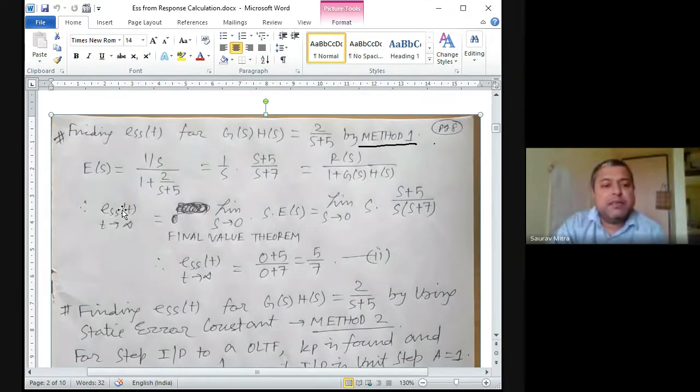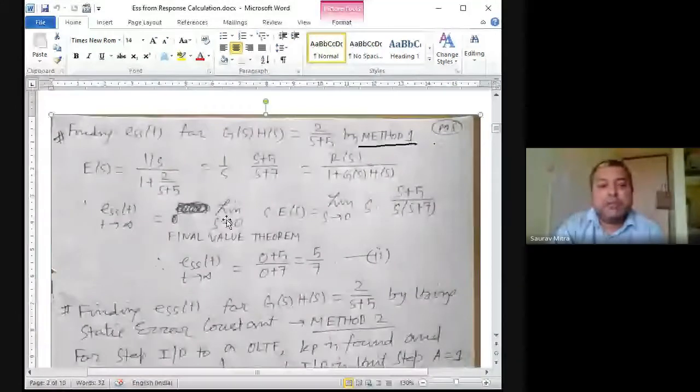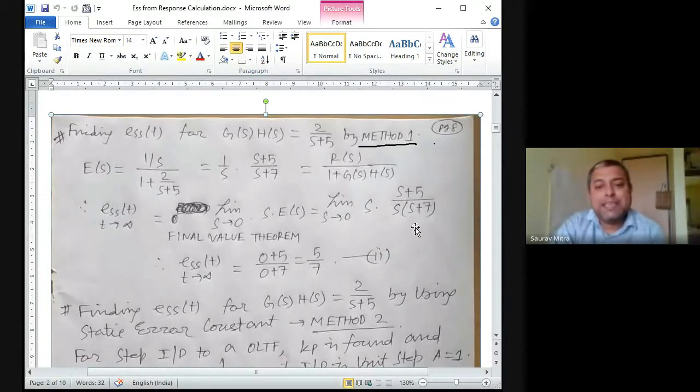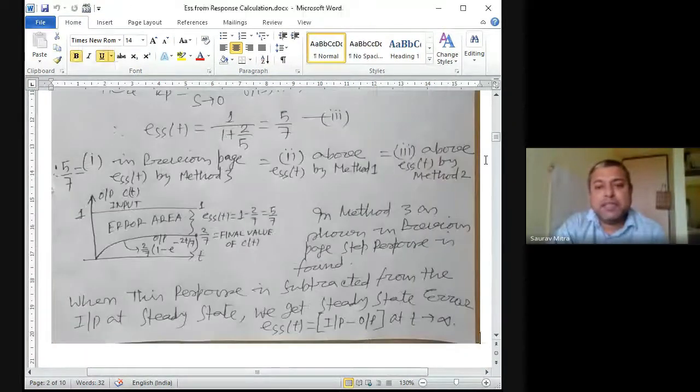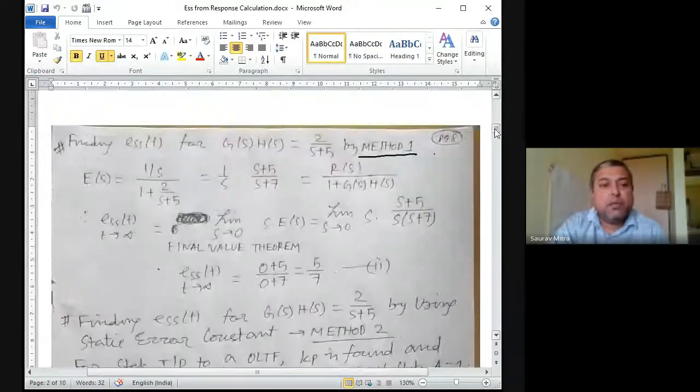So the steady state error is e(t) at t equal to infinity, that is limit s tends to 0 of sE(s). Either you can find it from the t domain or from the s domain. If you are finding it from the s domain, the formula is limit s tends to 0 sE(s). If you are finding it from the t domain, it is e(t) as t tends to infinity. E(s) we have already found out: E(s) is R(s) by 1 plus G(s)H(s). If you substitute this, you find the steady state error is equal to 5 by 7. So this is the process you have to go through. This is method 1, that we found initially.